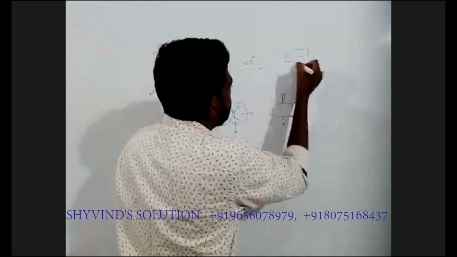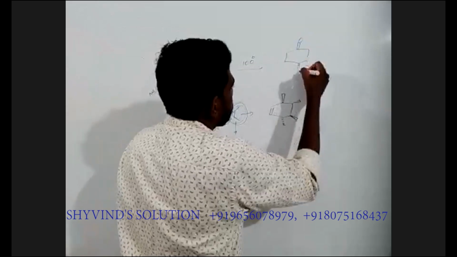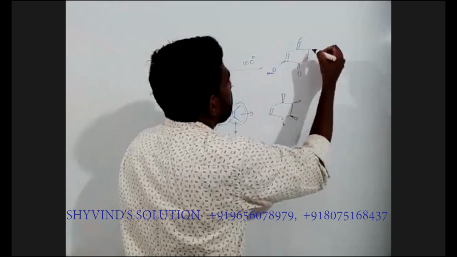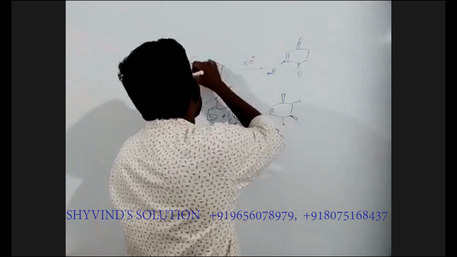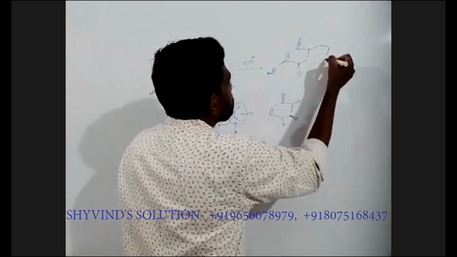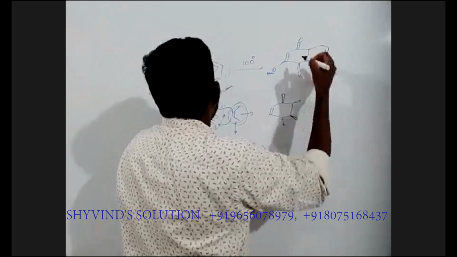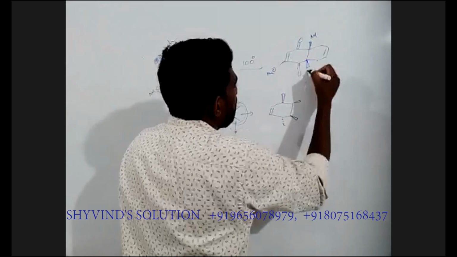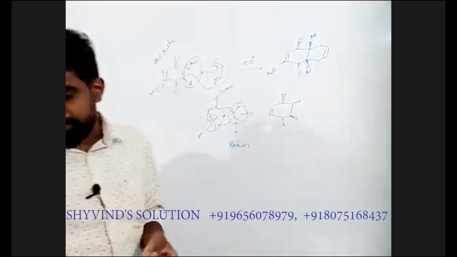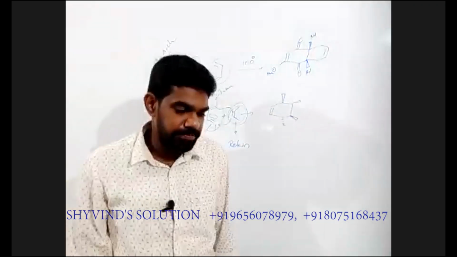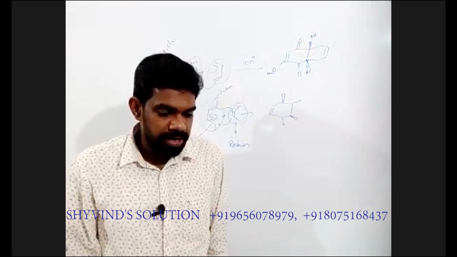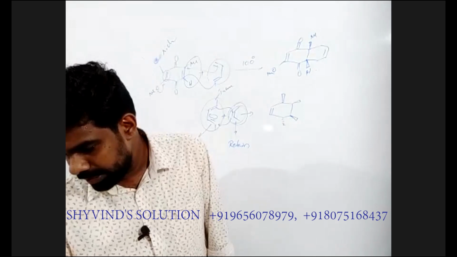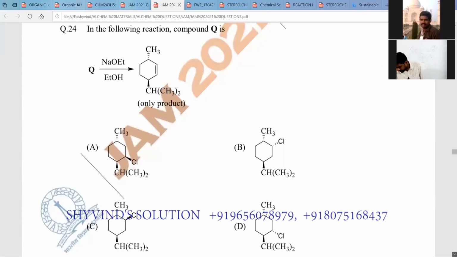So we should expect the product like this. Double bond will be here. Me, H. So this is the product you should expect. So the answer is option A. Okay. So you can see the answer is option A.